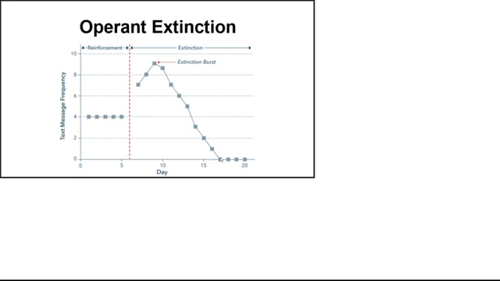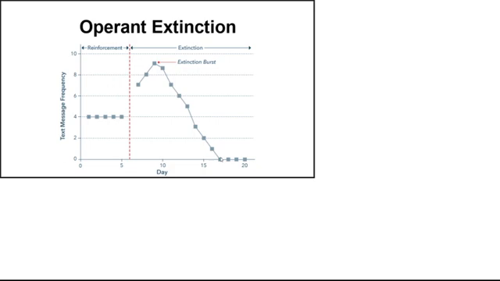And so what this would look like, if we hop to our next graph here, this looks kind of similar to the diagram we saw for classical conditioning extinction. And so on the bottom, we still have time. Here it's days instead of trials or whatever else we've used in the past. And then on our vertical axis on the Y here, we have text message frequency. So this is an operant behavior.